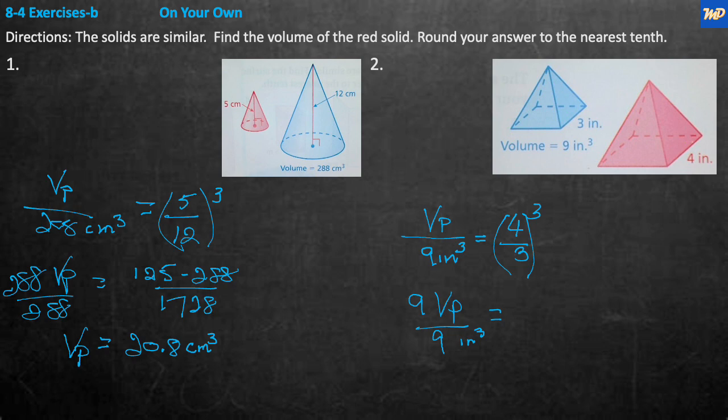4 cubed is what? 64, right? 64. 3 cubed is 27. And we're going to multiply by 9, because both sides get multiplied by 9. So the 9s over here cancel. And V sub P is then equal to 64 times 9 divided by 27, which if you do the math will come out to 21.3. And it's inches cubed. Okay, that's it.